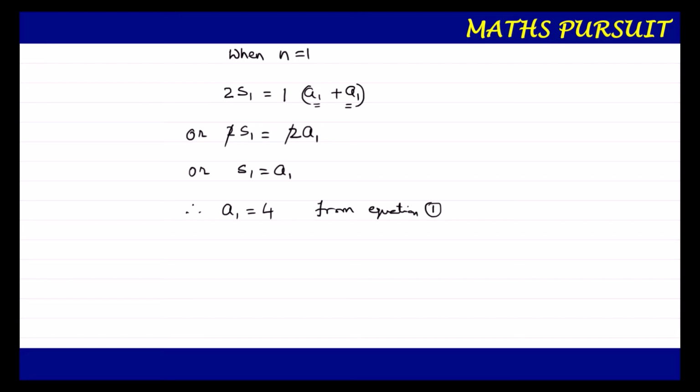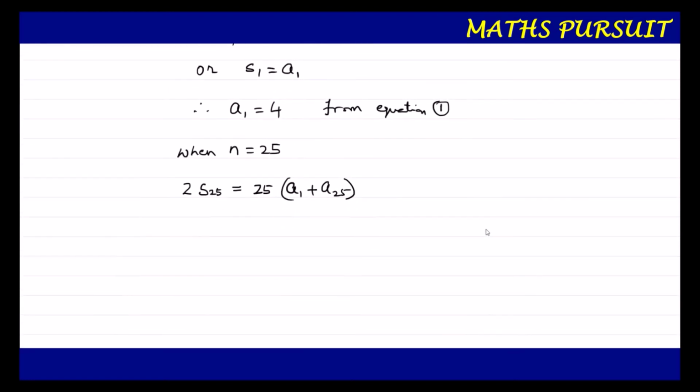Now, let us consider the value of n is equal to 25. So when n is equal to 25, I can write the same arithmetic expression formula as 2S25 instead of 2Sn, replacing the value of n with 25. So I can write 2S25 is equal to 25 into (A1 plus A25). Hope guys till here we are very clear.